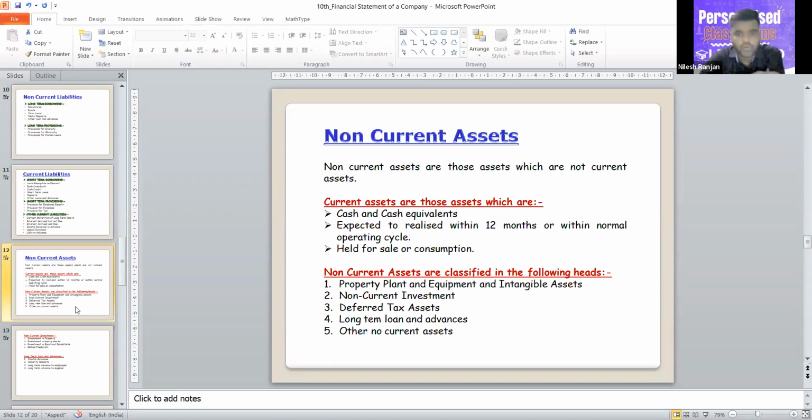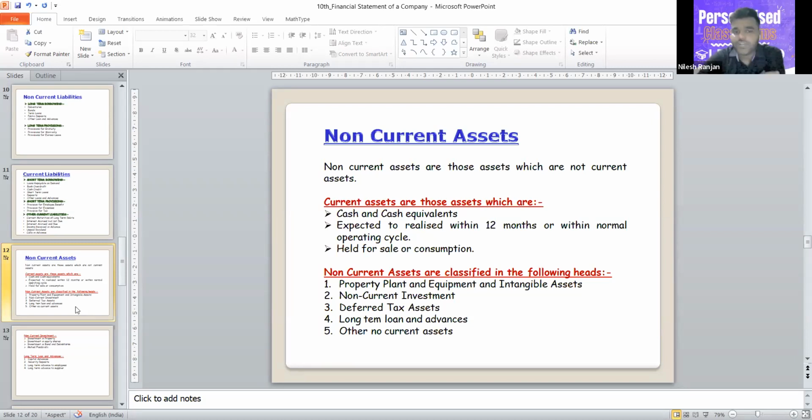You can see the definition of non-current assets. Non-current assets are those assets which are not current assets, meaning assets that are categorized under current assets, except those, all other assets are non-current assets. There is no definition of non-current assets in the Companies Act in Schedule 3, but we have a definition of current assets. So if you understand the current assets, then you will understand non-current assets also.